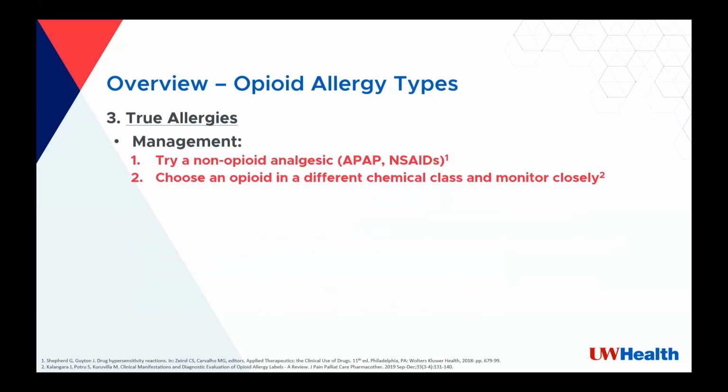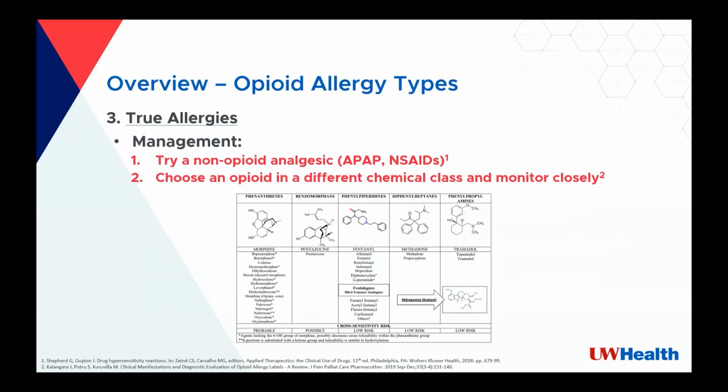And for management of true allergies, again, trying a non-opioid analgesic, such as acetaminophen or NSAIDs, or choose an opioid in a different chemical or structural class. So here, again, I included that chart, just showing our opioid classes by structure. So for example, if a patient has a true allergy to a phenanthrene, we can go ahead and use fentanyl, which is from a different structural class, and that will lower the risk of cross-reactivity and have a better chance of being tolerated. If choosing an opioid from another structural class, patients should still be monitored closely for tolerability and any signs of allergic reaction.